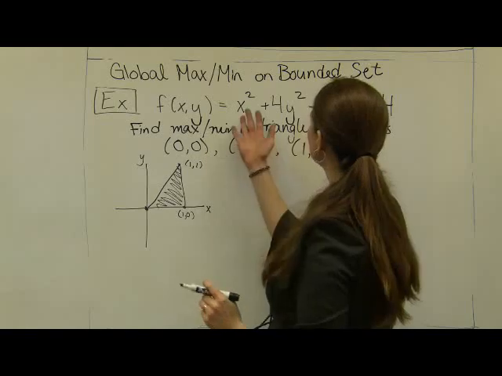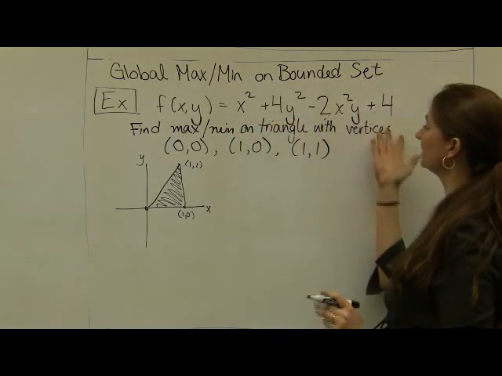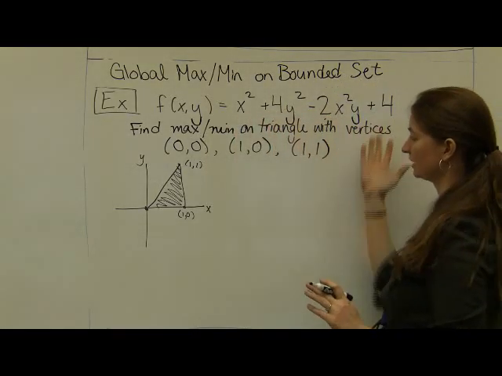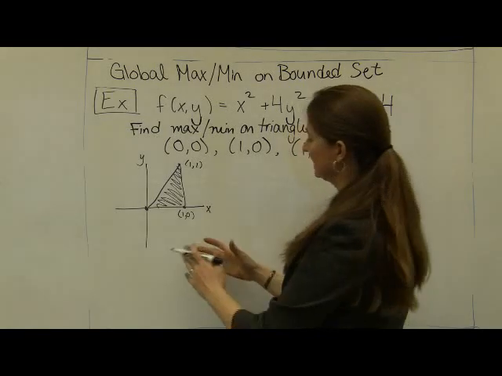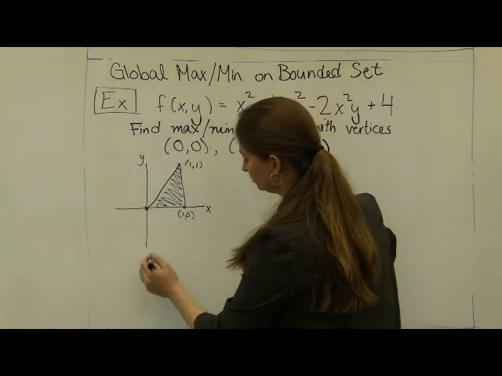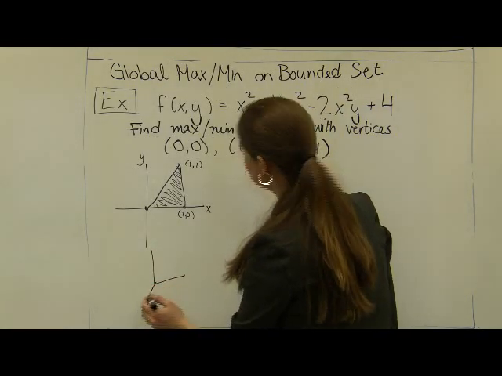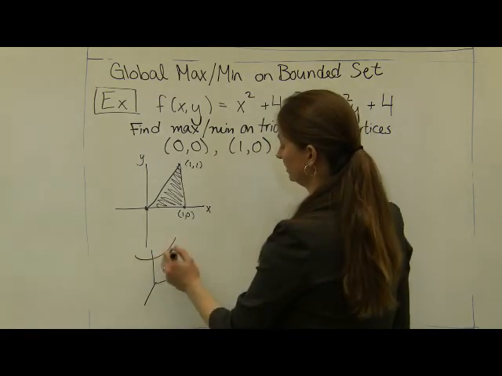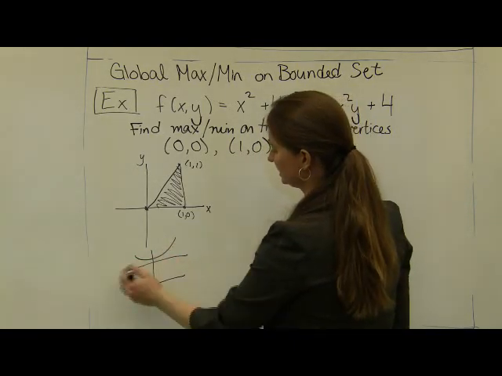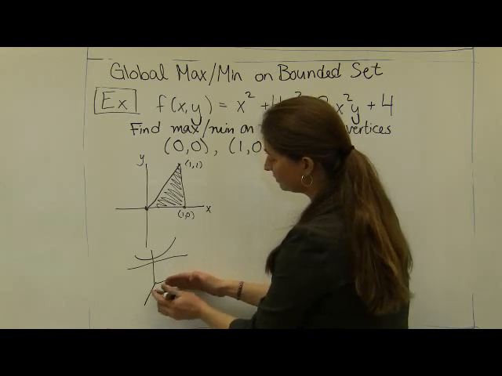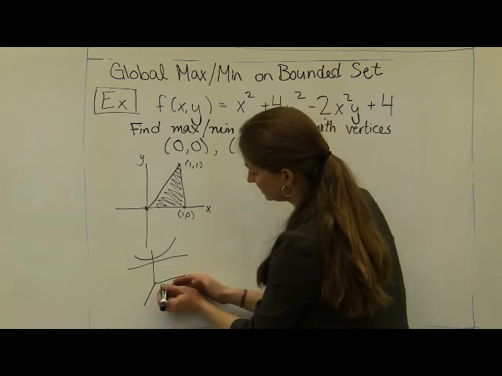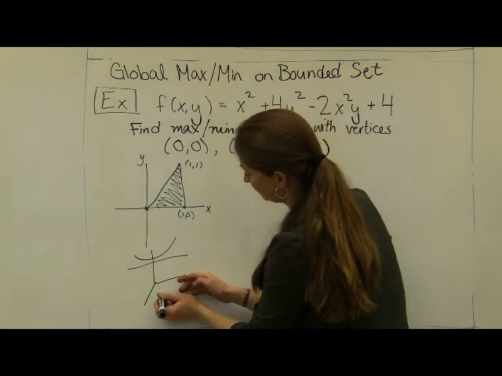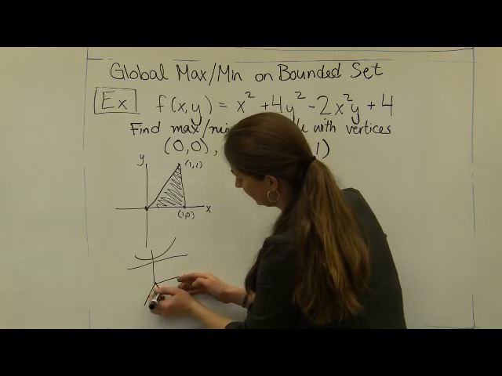I don't exactly know what this function looks like right now, but I don't have to worry about that. What I do know is that it's some crazy curvy sheet thing that's curving upwards and downwards and has some crazy saddle points and stuff. And I'm bounding this to just look at the place right here where I have the point 1, 1.